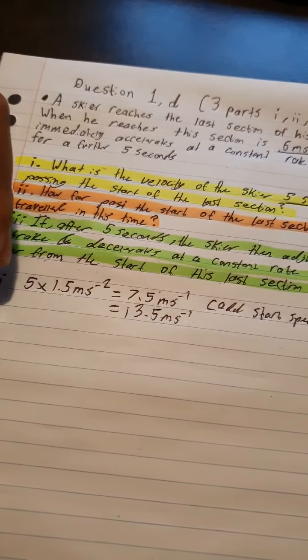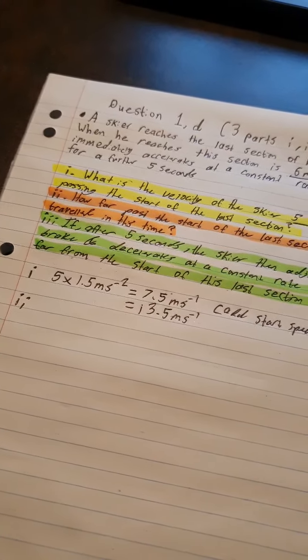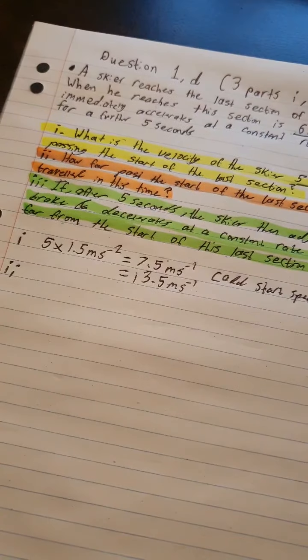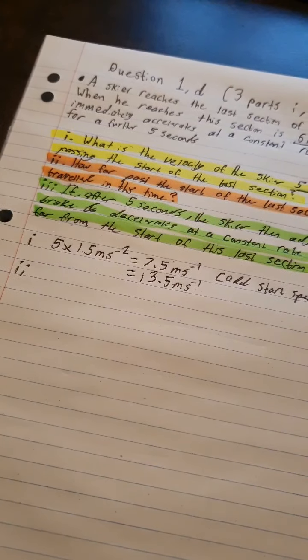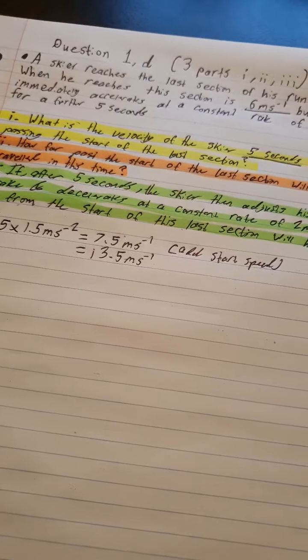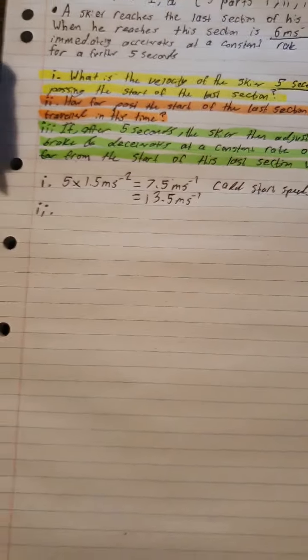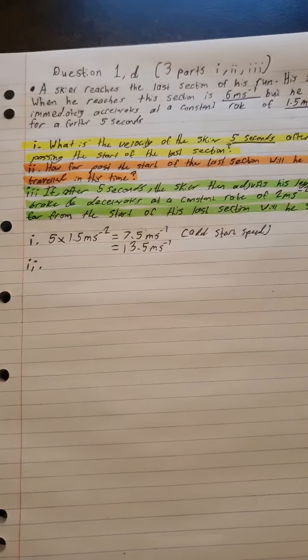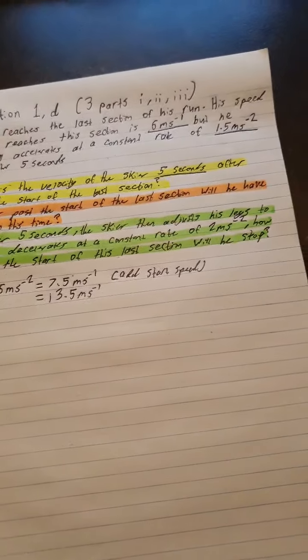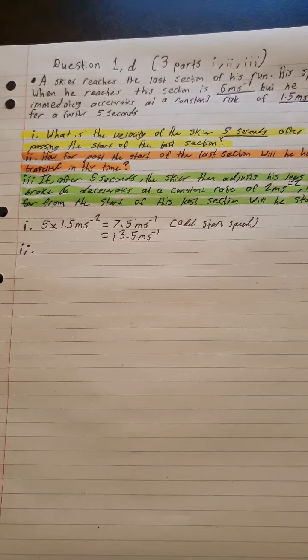Cool. So the second question: how far past the start of the last section will he have travelled in this time? 5 seconds. Okay, so we know that. Hopefully you guys understand rate of change. If you don't, you can go to pages 100 and 112 in the EAS workbook, and they should comprehensively describe how rate of change works and what each function means.